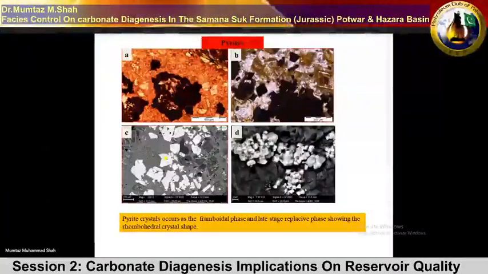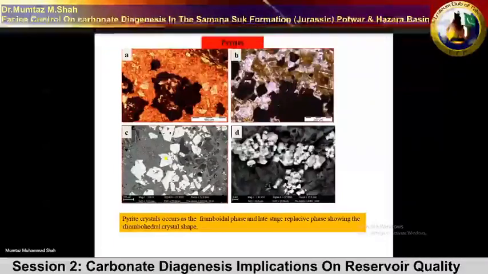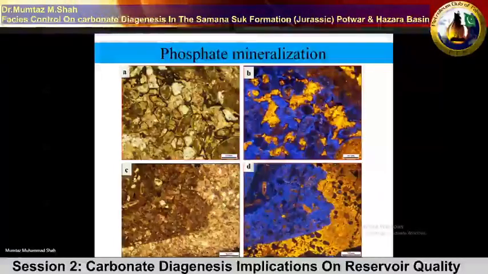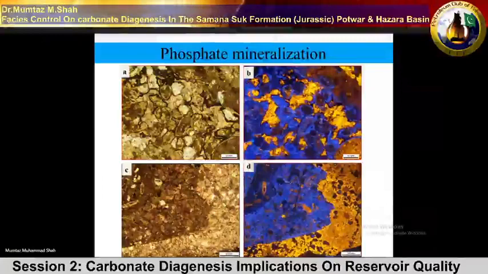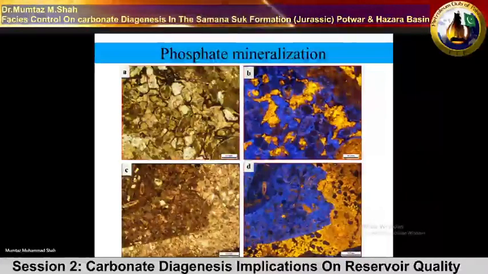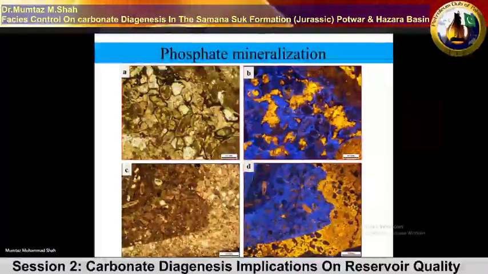Some phosphate mineralization has also been observed, where this blue color is typical of phosphate, and we can see that the phosphate is associated with the dolomite.